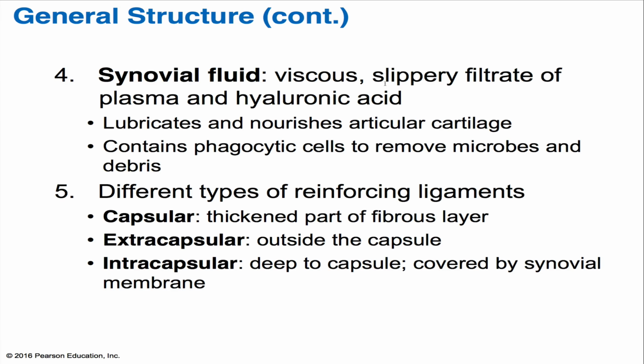Synovial joints are reinforced and strengthened by a number of types of ligaments. The majority of the time, they're capsular or intrinsic ligaments, which are thickened parts of the fibrous capsule. Other times, they remain distinct and are found outside the capsule as extracapsular ligaments. Other times, they're found deep to it, and these are called intracapsular ligaments.